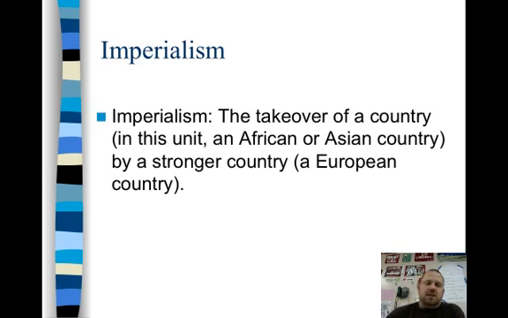So the first thing we need is a definition of imperialism. For this unit, imperialism is going to mean the takeover of a country, and we're talking about African and Asian countries in this unit, by a stronger country. And so in this unit, we'll study European countries taking over African or Asian countries. Now that we've got that definition out of the way, we need to figure out why European countries did this.